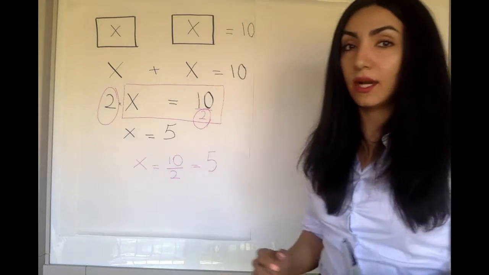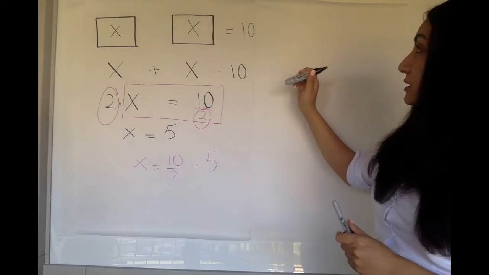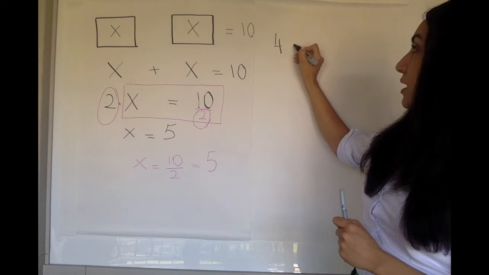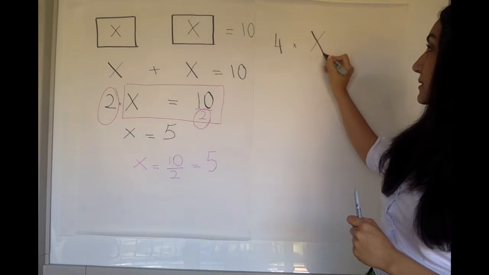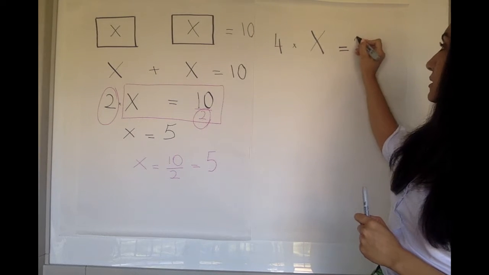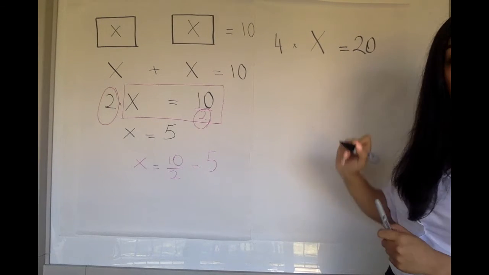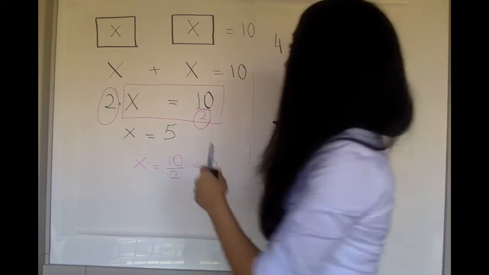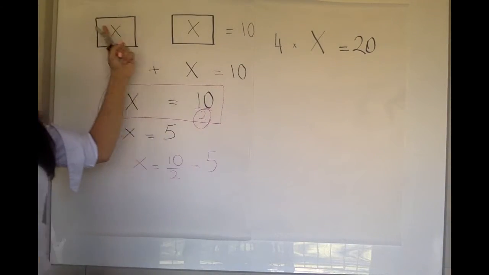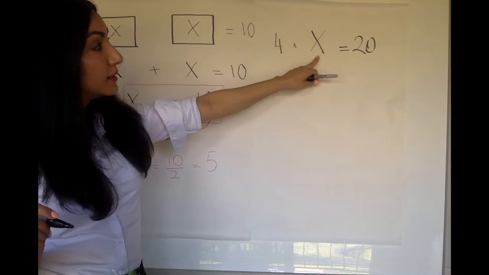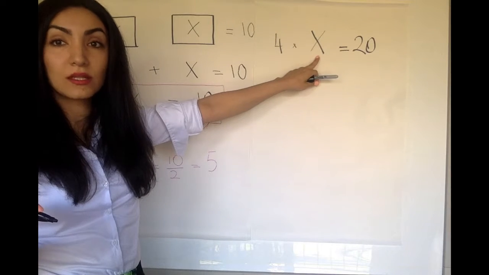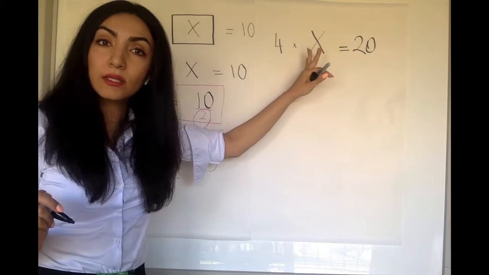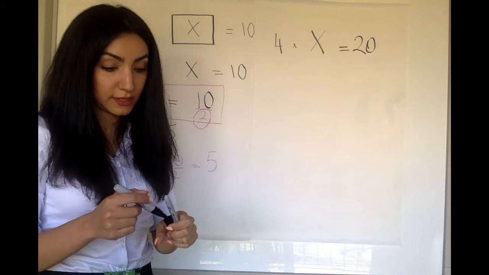What I want you to do tonight is just to solve this equation. 4 times x equals 20. It's like saying I have 4 boxes with x number of marbles in it. They add up to 20. How many marbles do I have in each box?